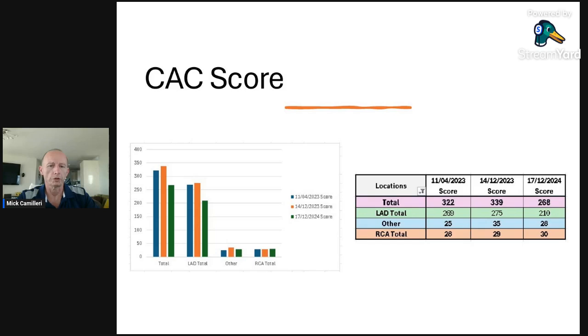And then we see between the second test and the third test, I've had a reduction in score from 339 to 268. A big chunk of that is in the LAD. I did get an increase in my other arteries from 25 to 35, but that dropped back to 28. And then the RCA, essentially, I'll call that much of a muchness, as much as there's a slight increase, for the accuracy of the test and the small number of this. It could be a rounding error, it could be a quality of the image, it could be a number of things there.